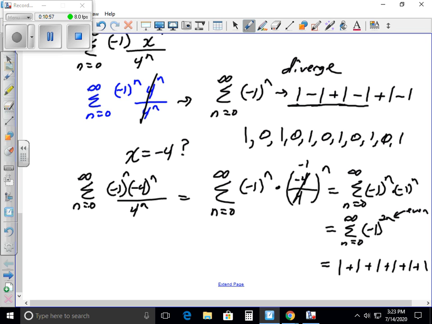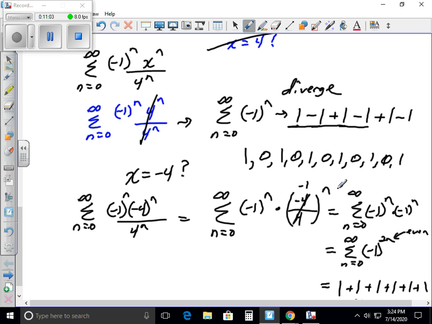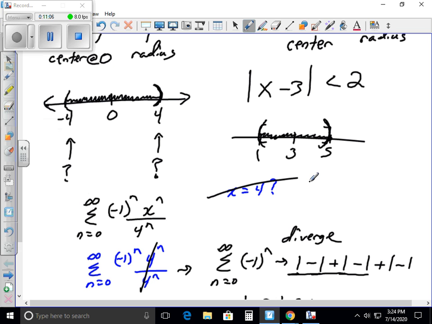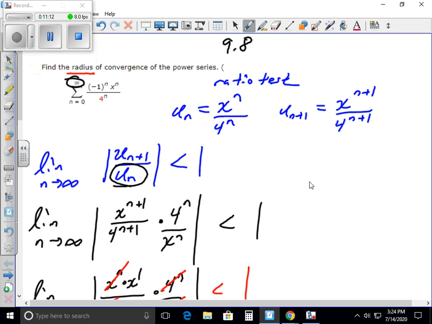Well, that's going to go to infinity. That's going to add 1 forever and ever. So again, that's going to diverge. So negative 4 is not included either. So if we were asked, what is the interval of convergence? Our interval of convergence would be from negative 4 to 4. Any x value in between there, if we were to plug it in, that would give us something that converges. Any other x value would make that a divergent series.